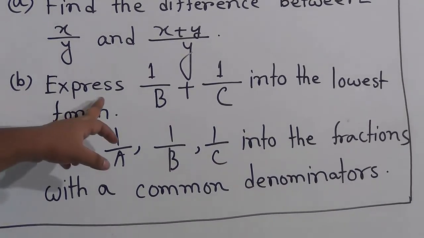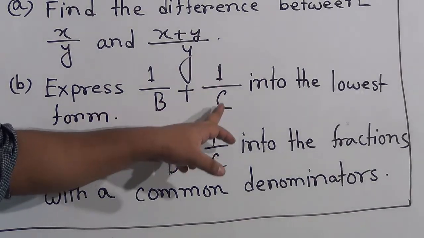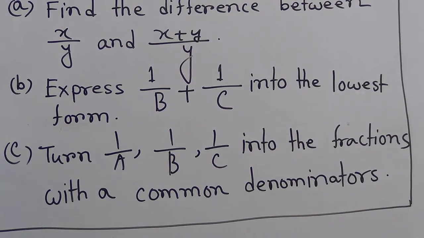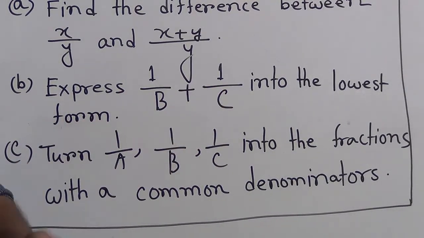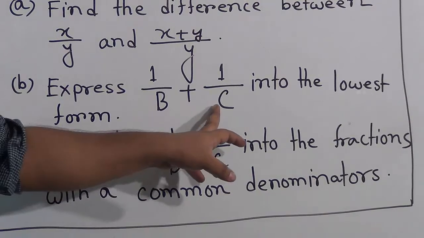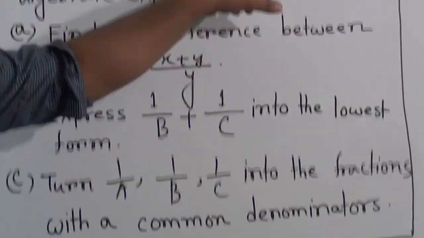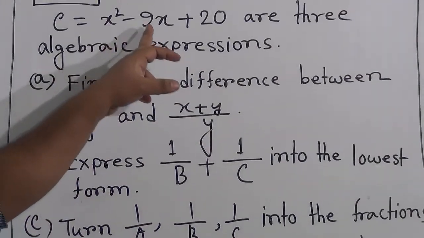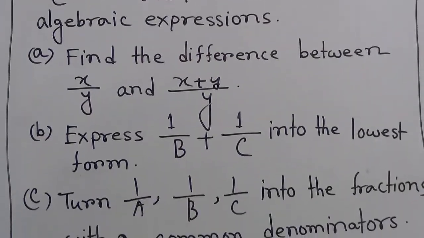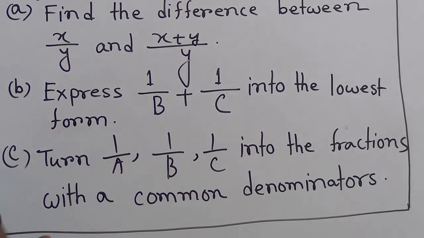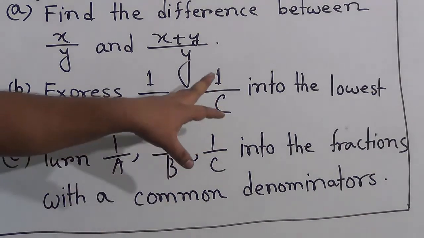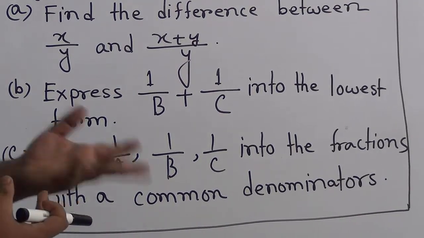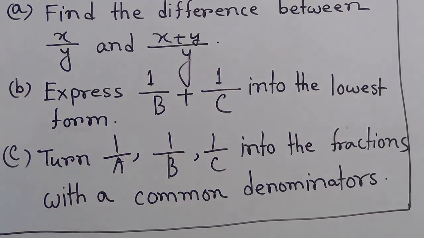Question number B, express 1 by B plus 1 by C into the lowest term. Okay, it is a difficult question, no? We add these two expressions because the expressions of B and C are given. Here B is x square minus 7x plus 12 and C is x square minus 9x plus 20. By putting the values of B and C, we add these two fractions. After that we get an answer, then we transfer that answer into the lowest form.